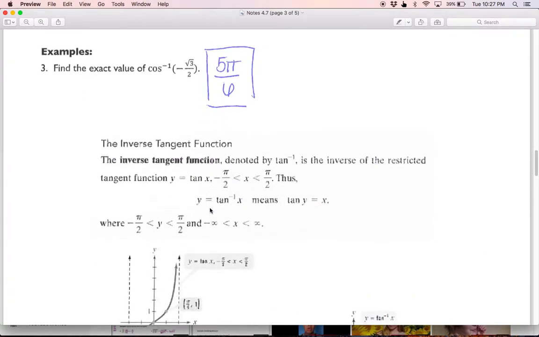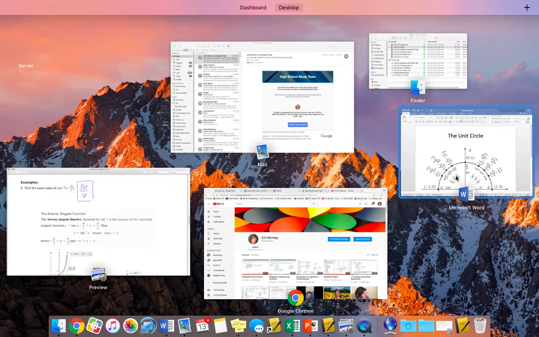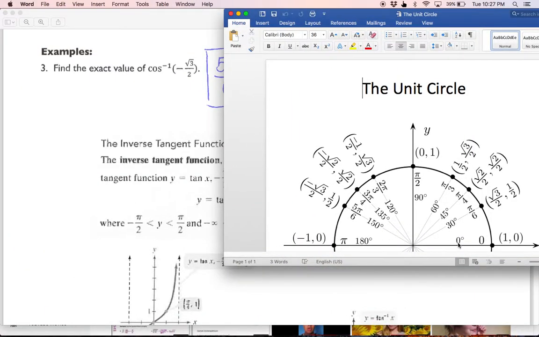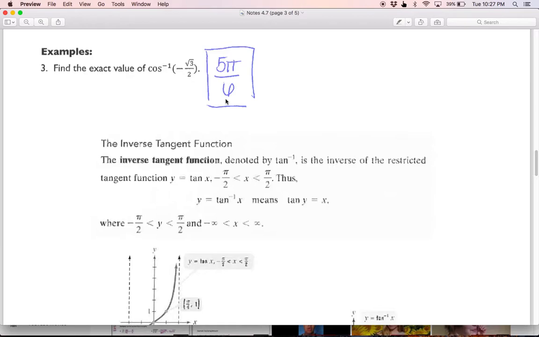So if you turn the page, we want to find the exact value of the cosine inverse of negative square root of 3 over 2. So cosine is the x, so I'm looking at the first component of each of these ordered pairs. Here's positive square root of 3 over 2. That's no good. Here's negative square root of 3 over 2, and that is 5 pi 6. I can call it exactly that because that's between 0 and pi. So that's why the answer for number 3 is 5 pi 6.